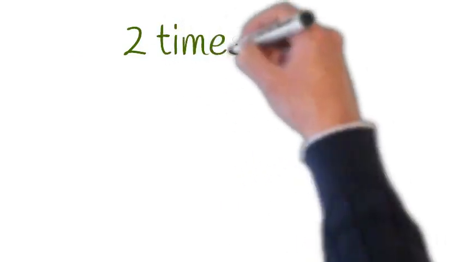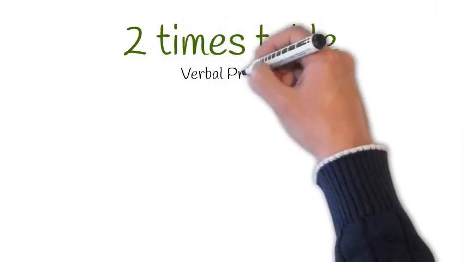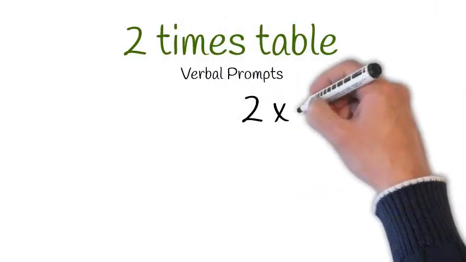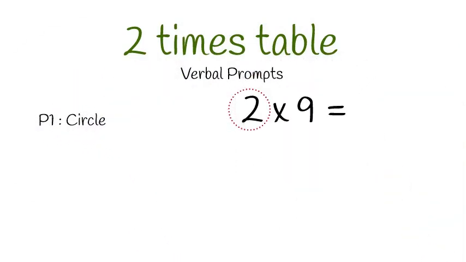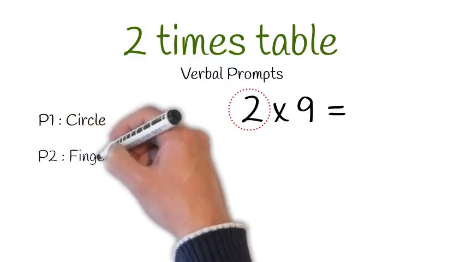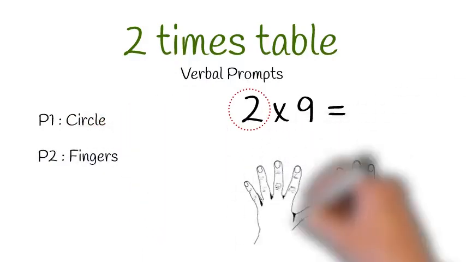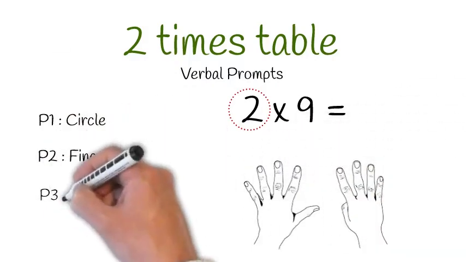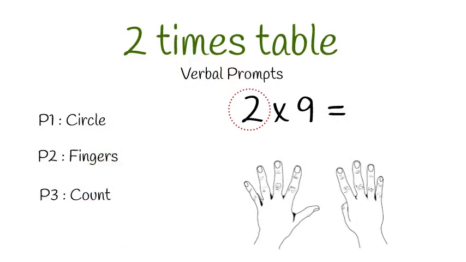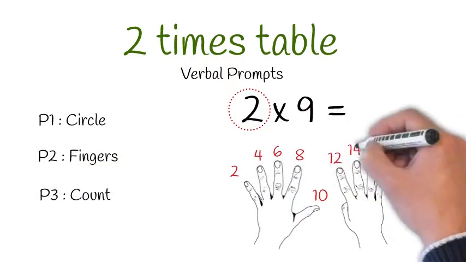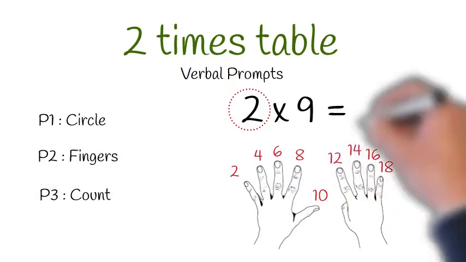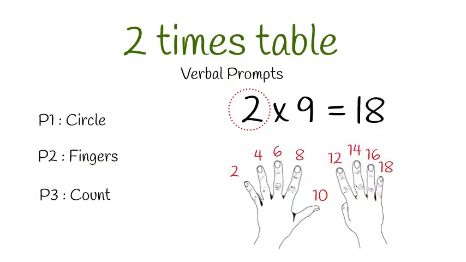To guide the students to be more familiar with the procedure, we will give them verbal prompts. Let's take this sum as an example. Prompt 1, circle. Circle the times table we know. Prompt 2, fingers. Put out the fingers according to the other number. Prompt 3, count. Skip count according to the times table. 2, 4, 6, 8, 10, 12, 14, 16, 18. So 2 times 9 is 18.